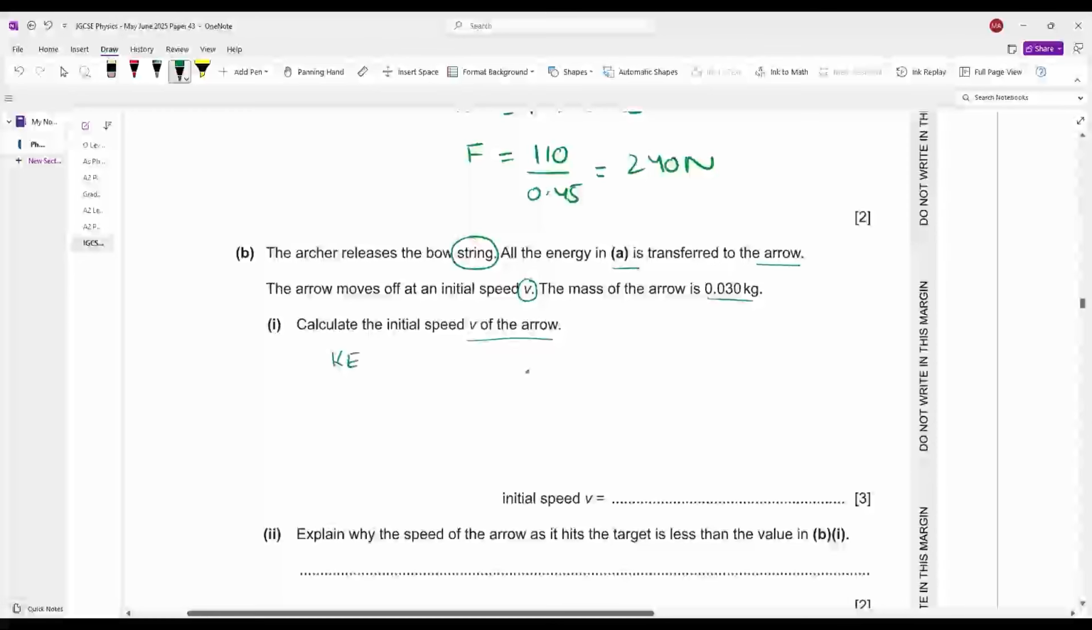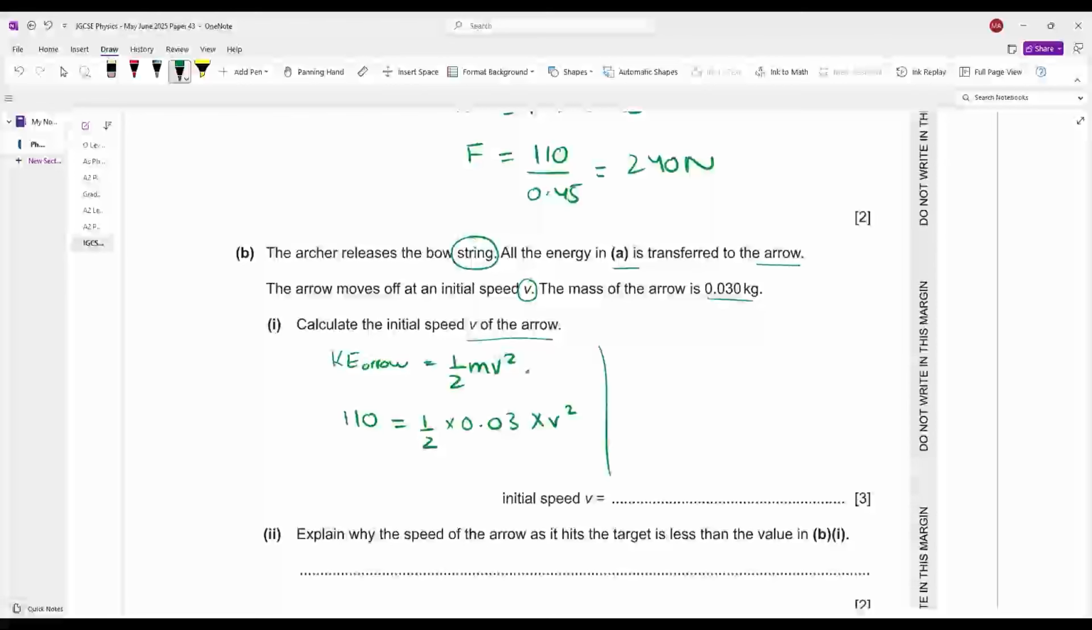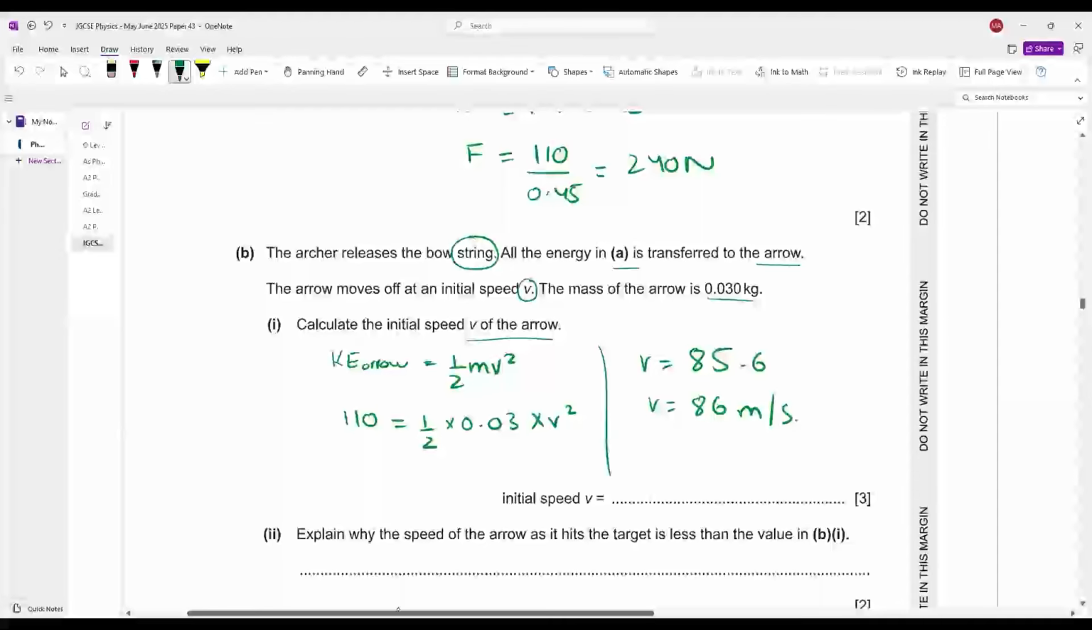So you can write kinetic energy of the arrow is equal to half mv squared. 1110 is equal to half into what is the mass, 0.03, into the velocity squared. Can you calculate the answer of velocity? Yes, 1110 into 2 divided by 0.03. Taken under root, the velocity comes out to be 85.6. And if I round it off to two significant figures, that is 86 meters per second is your initial velocity. Easy peasy, lemon squeezy. Okay, let's further move ahead.